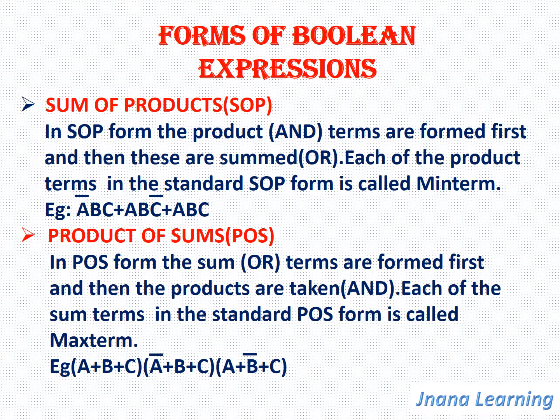In product of sum form, the sum terms are formed first and then the products are taken. Okay, and each of the sum terms in the standard POS form is called as max term. So for example, (a plus b plus c) into (a bar plus b plus c) into (a plus b bar plus c). So here a plus b plus c, a bar plus b plus c, a plus b bar plus c are the sum terms. They are first considered and then the products of that particular terms are taken. So these are the two forms of Boolean expression.